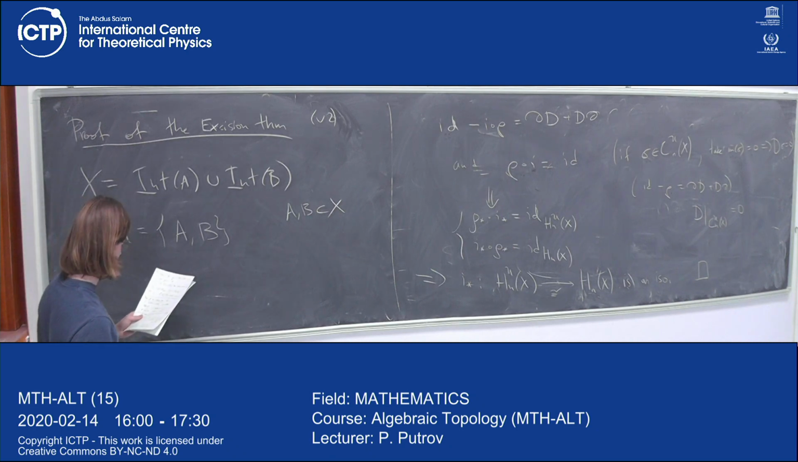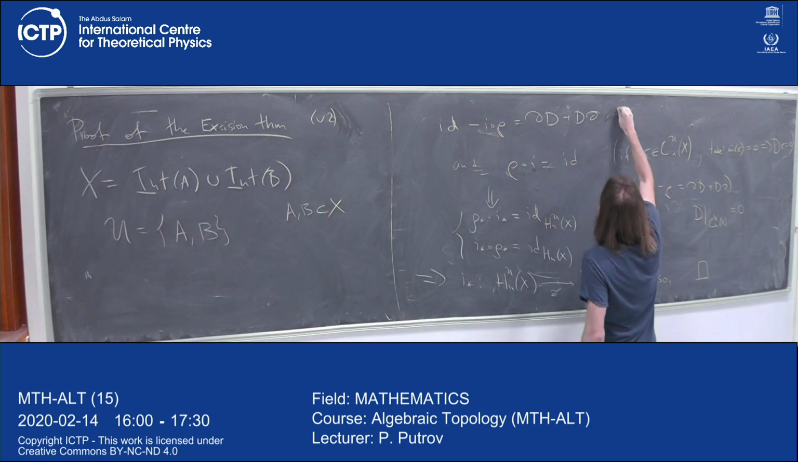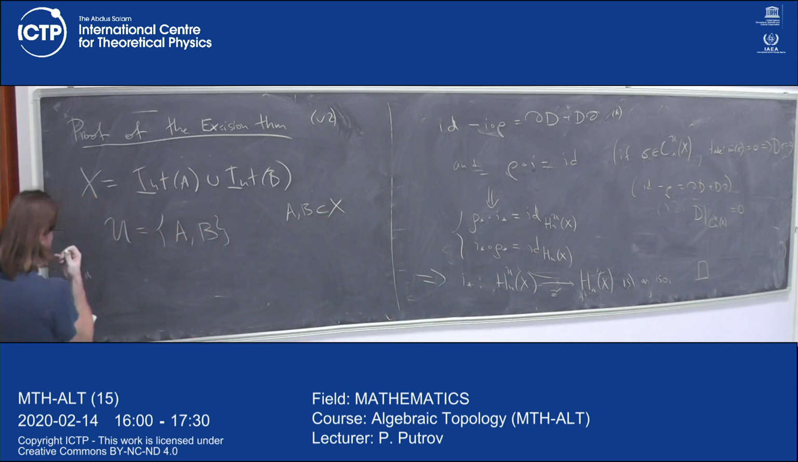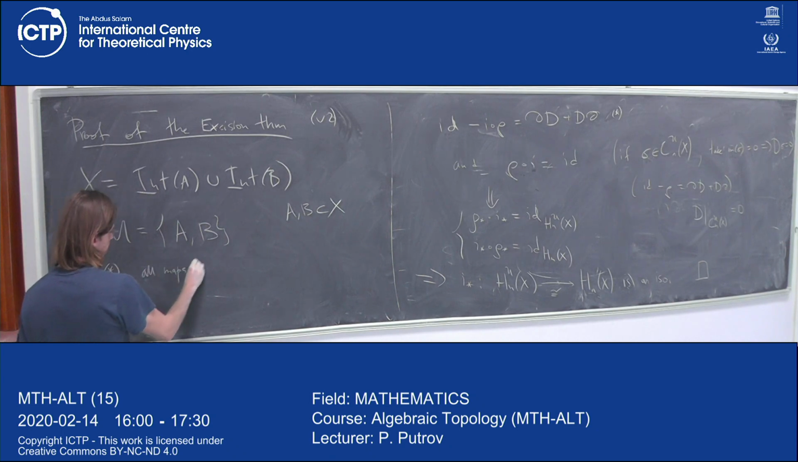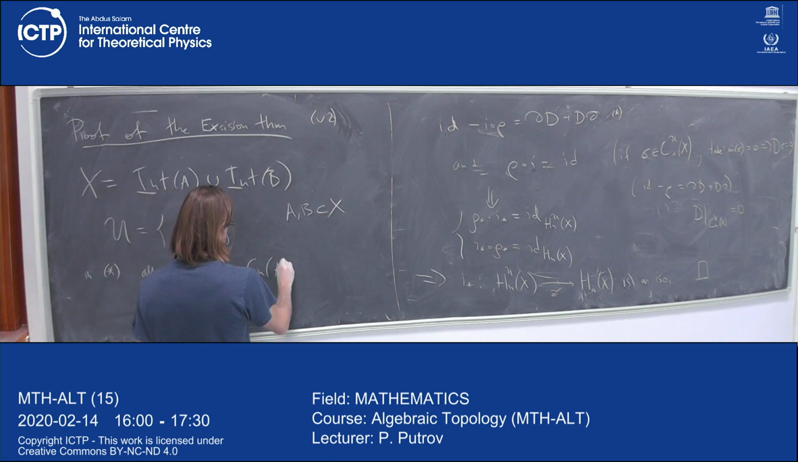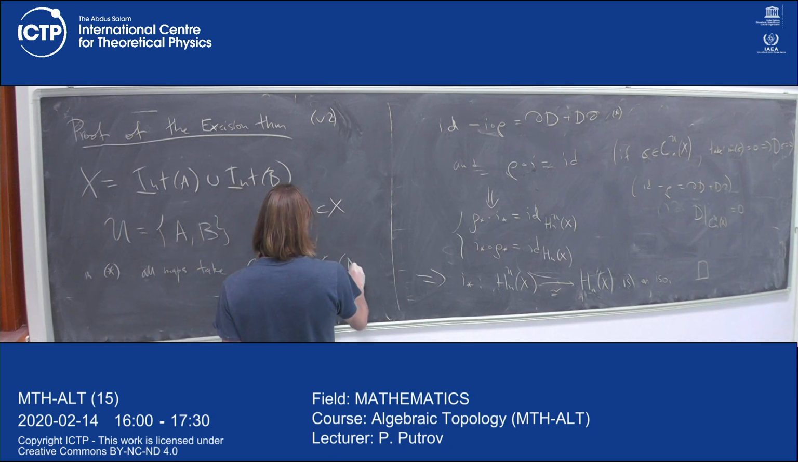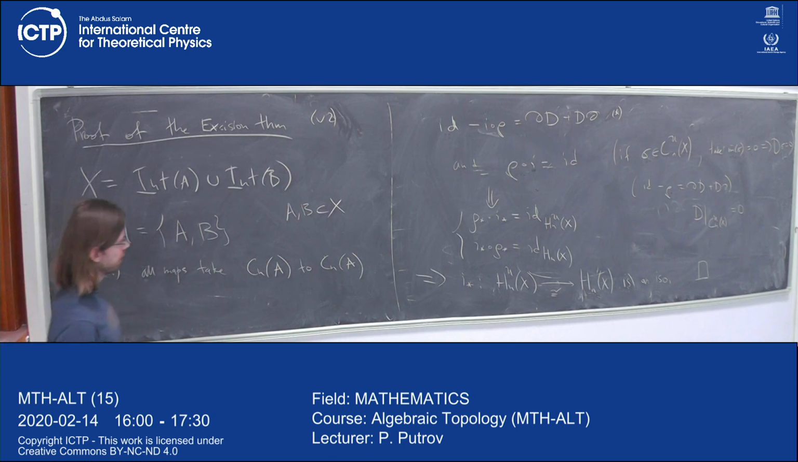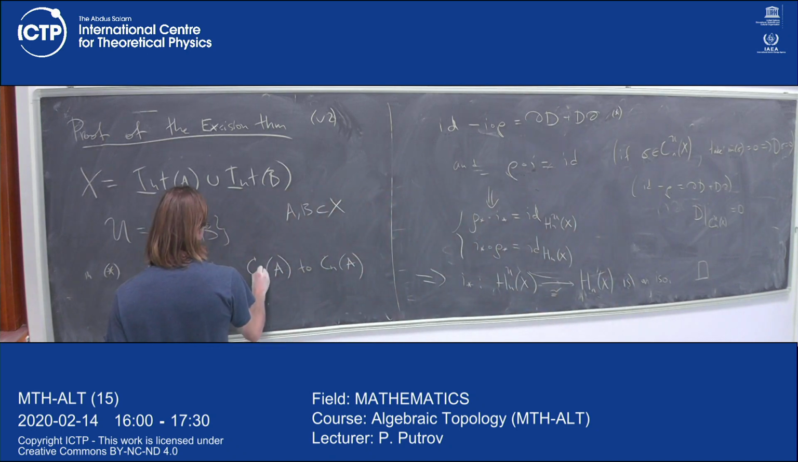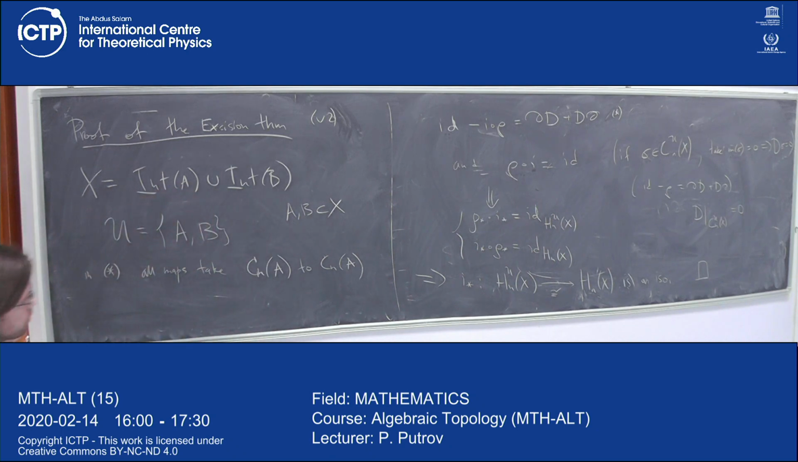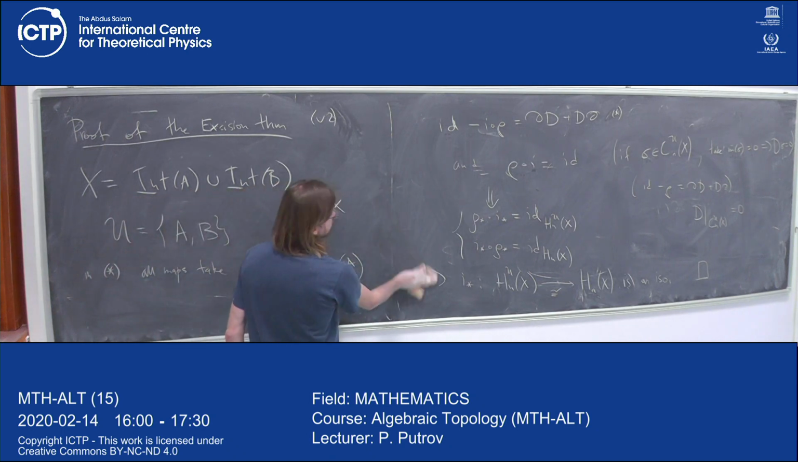And so in this formula, which we already proved in the lemma, all maps take Cn of A to Cn of A. Because A is already one of the subspaces in the cover. In particular, if you take some singular chain here, we don't need to first subdivide it.